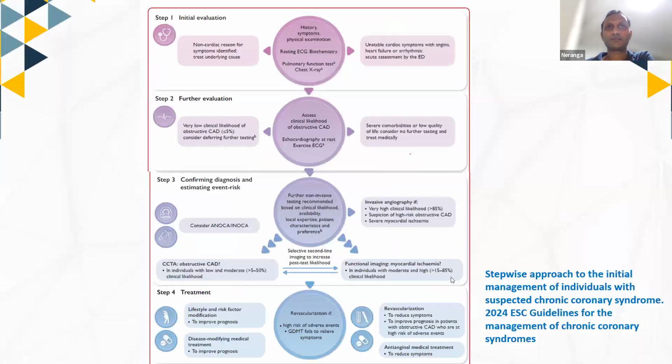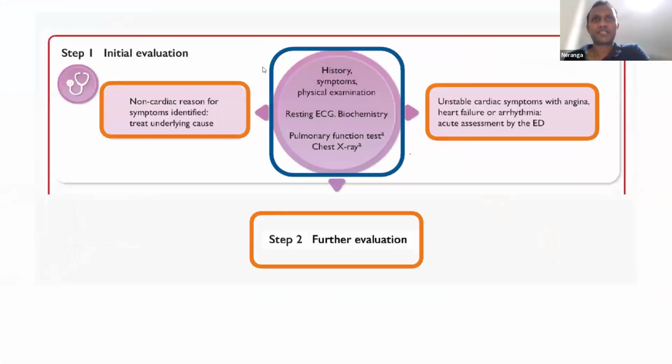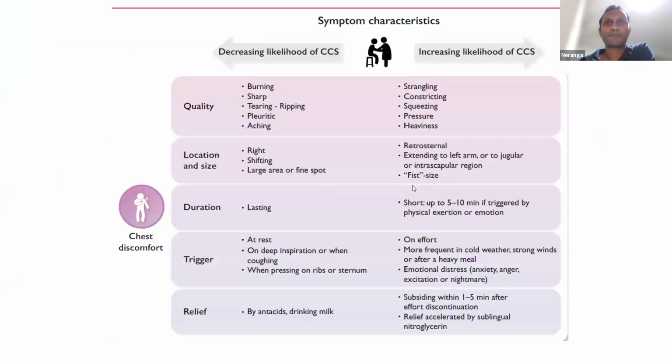So if you take a step-by-step approach, you have to initially evaluate for chest pain, then further evaluate and confirm the diagnosis and treatment. I will go through them one by one. You take the history, examination, ECG and troponin I, the biomarkers mainly. If you suspect heart failure, you can do NT-proBNP, also lung function tests and chest X-ray. Non-cardiac chest pain you have to treat accordingly. And if it is unstable angina or ACS, you have to treat according to that method. If nothing is there, you go to the second step.